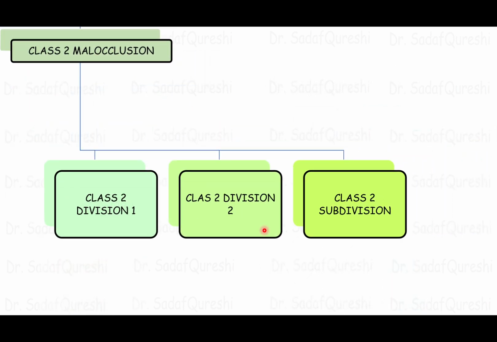So this was class 2 division 2, and in the next video we will talk about class 2 subdivision and then we will talk about the classification of class 3 malocclusion and their subdivisions.